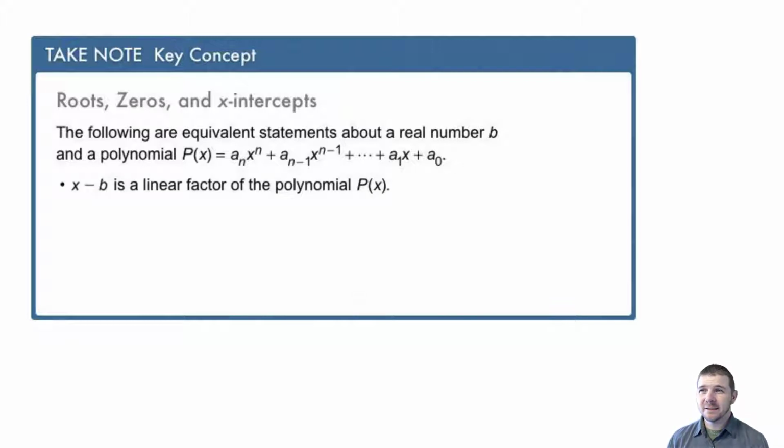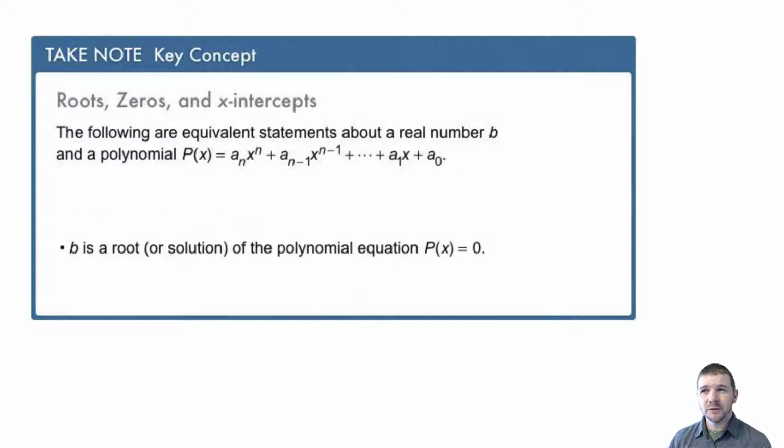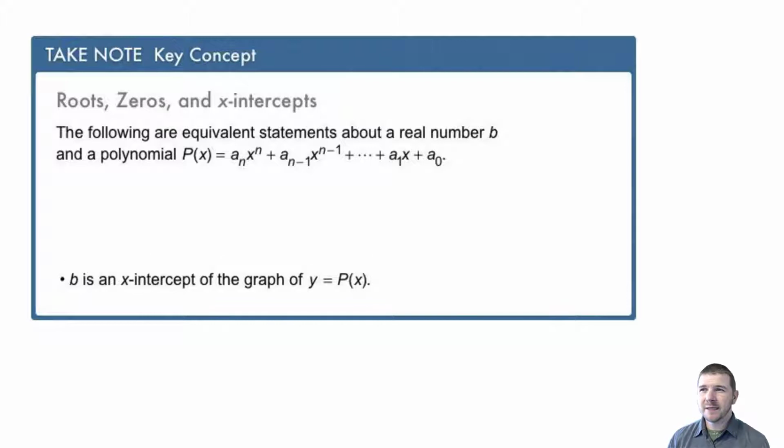x minus b is a linear factor of the polynomial p of x. b is a zero of the polynomial function y equals p of x. b is a root, or solution, of the polynomial equation p of x equals 0. And b is an x-intercept of the graph of y equals p of x.